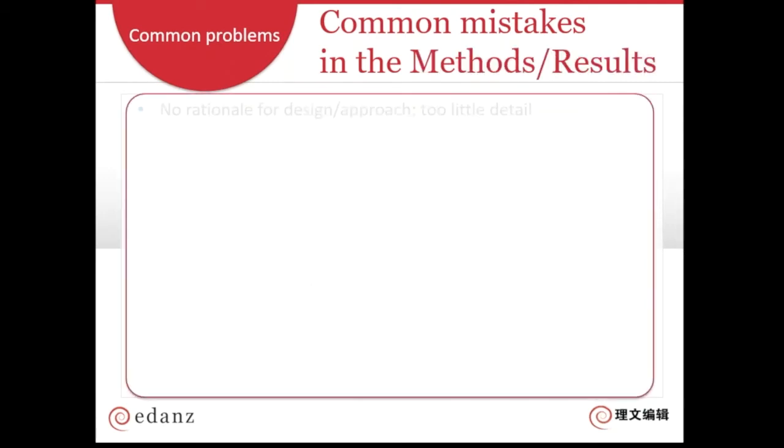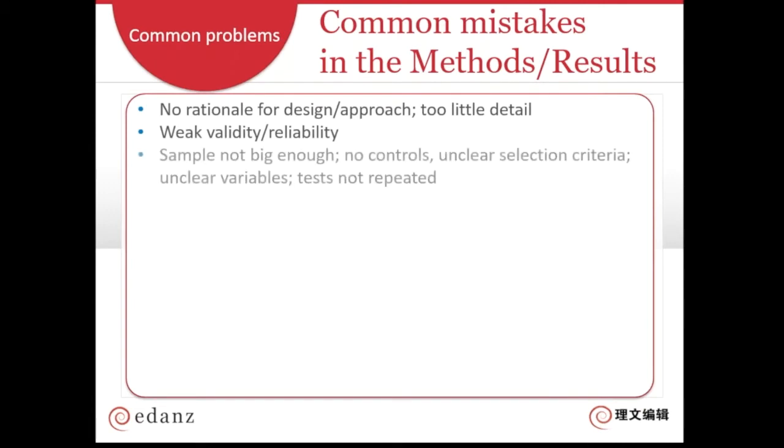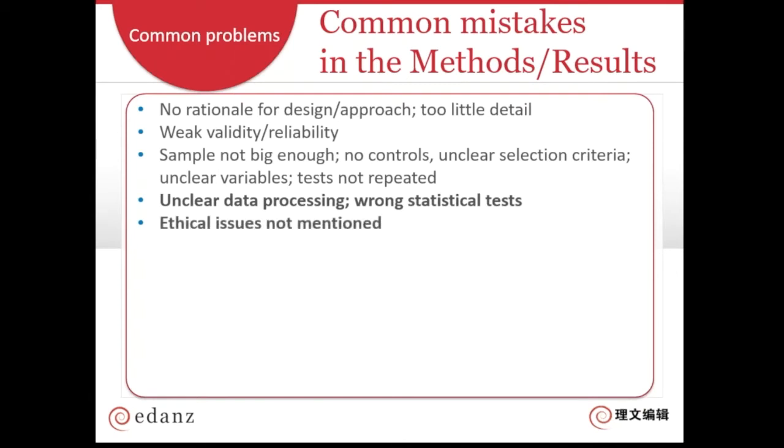Now, in the methods and results, there might be no justification for using that specific method, or there's too little detail so that someone won't be able to repeat that method. Remember validity and reliability, so you need to check these. Now, commonly the sample isn't big enough, or there's no controls, or the selection criteria aren't clear, or the variables aren't clear. And check for methods about the data processing and any correction steps, statistical tests, and ethical statements.